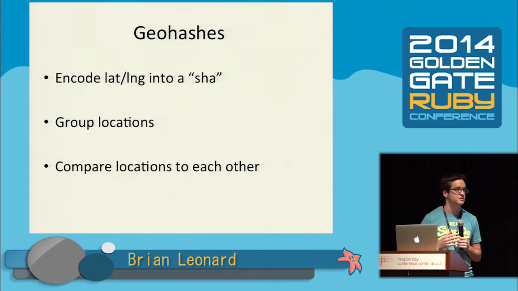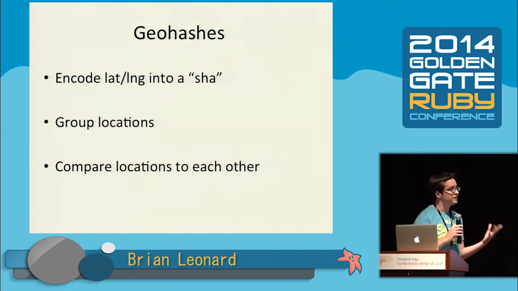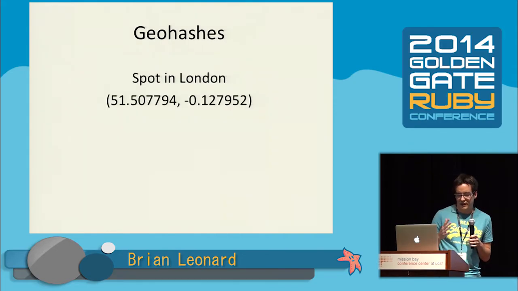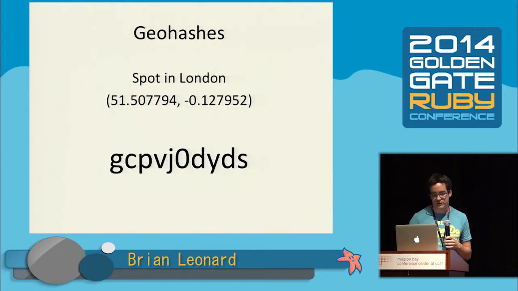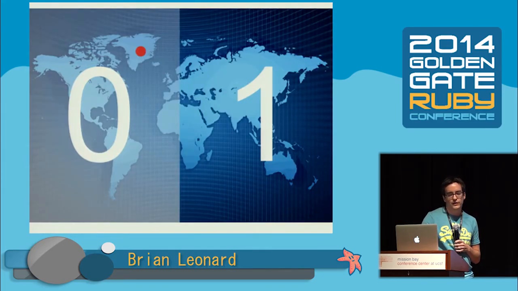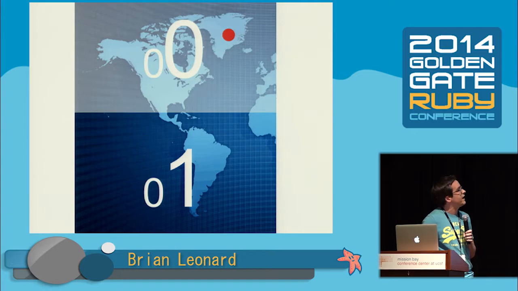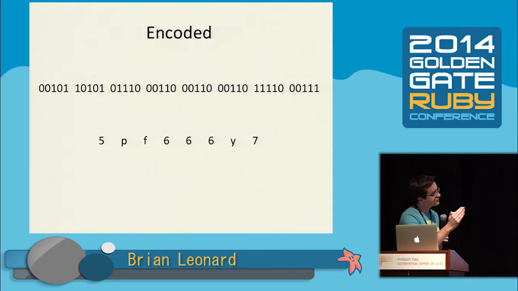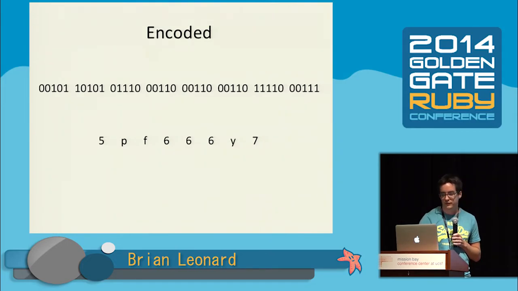And that's where I learned about geohashes, which is a way to encode latitude and longitude into a SHA-looking thing, to be able to group them and compare them to each other. So we would take this spot in London, which isn't inherently that helpful, and we would turn it into this little code, SHA-looking thing. And you do that by dividing the world up, cutting it in half. So you take the first half, and you either get a 0 or a 1 in Greenland, and then you take that, and you divide it, and you get a 0 or 1. You take that, and you divide it, and you get a 0 or 1. And all of those zeros and ones can be ASCII encoded, I assume, into this hash.